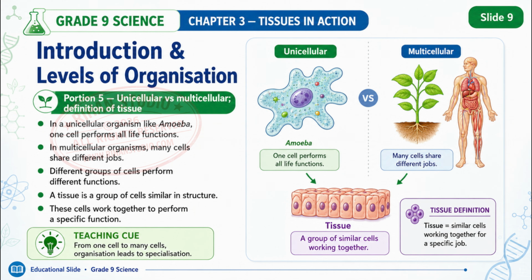Unicellular versus multicellular, and the definition of tissue. In unicellular organisms such as amoeba, a single cell performs all life functions. In multicellular organisms like plants and animals, different groups of cells perform different functions. A tissue is a group of cells, similar in structure, that work together to perform a specific function.